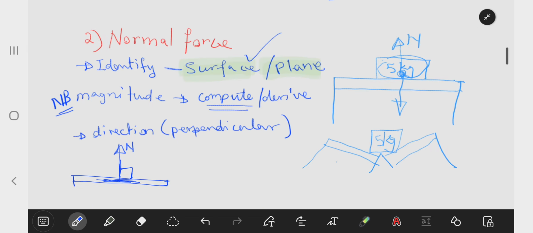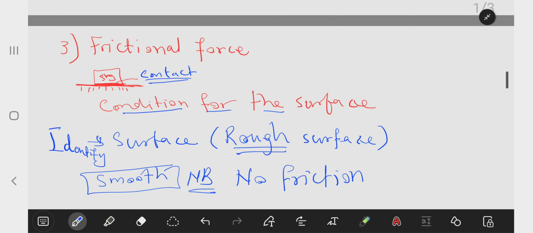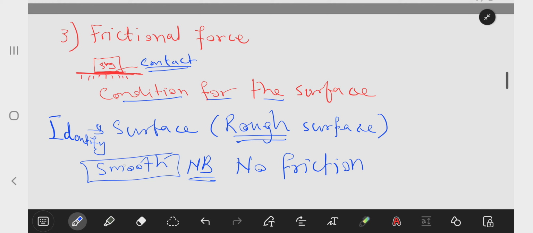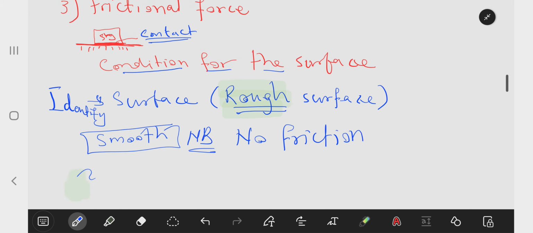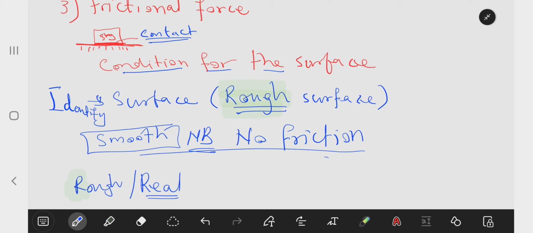But if you check with the normal force, it doesn't care whether your surface is rough or smooth. But with friction, there is a condition that says if the surface is rough, then you have friction. So this is the key term that you have to look at, right? There are other alternatives to the word rough. Sometimes, let's say it's a road, they might use a real road, specifying that there is friction, right? If it's a smooth road, then that would mean there is no friction, okay? So this is very important.